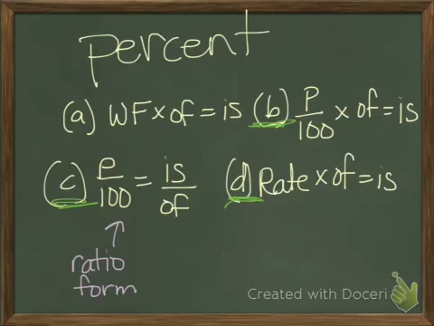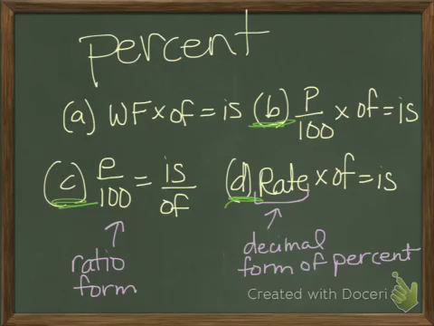and is means equals. You can write that same equation as a ratio, so P over 100 equals is over of, and then the last one you can write it as a rate times of equals is, and this is the one that I do most often is the rate one, and that's where you turn your percent into a decimal. So for example, you would write 20% as 0.2.